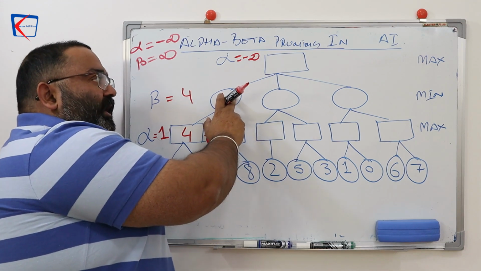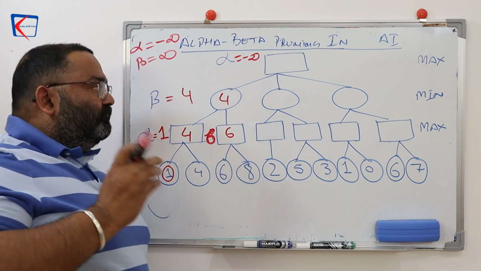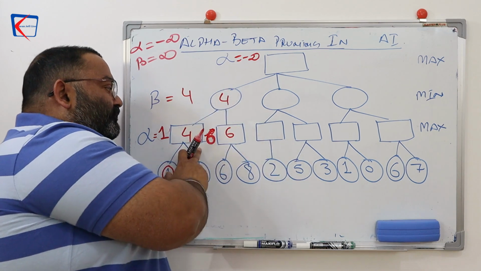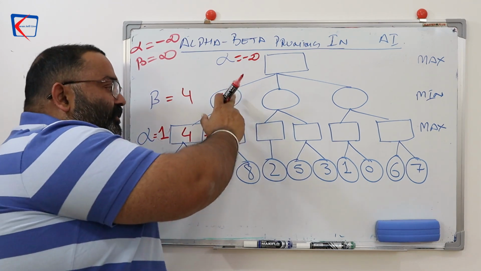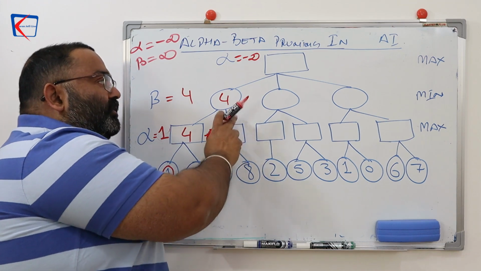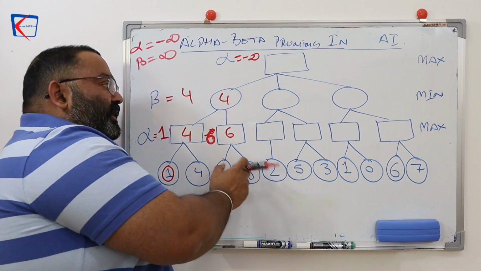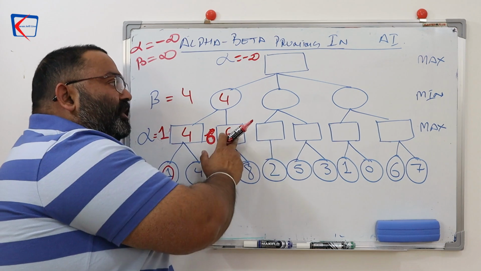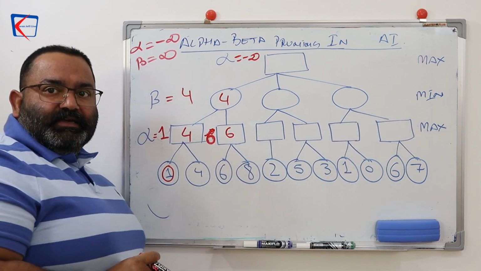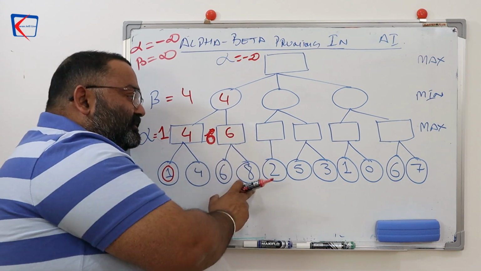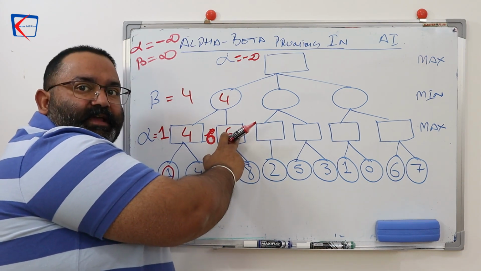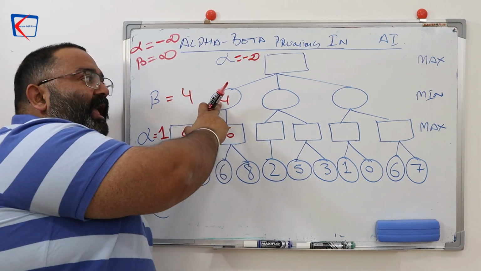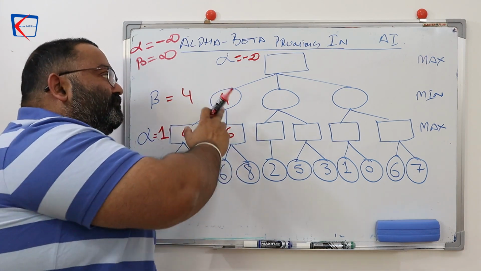Now at 4 we are looking for a value which is smaller than or equal to 4. Here we explored only this part, okay, and we got value 6. Now here at 6 I am looking for a value which is bigger than 6. Why? Because it is max. Even if I replace this 6 with 8, the 8 cannot replace this 4. Why? Because here anything which is smaller than 4 can replace 4.